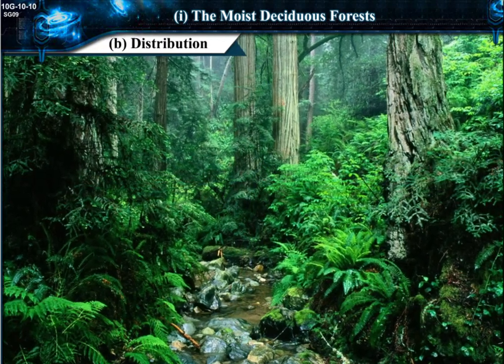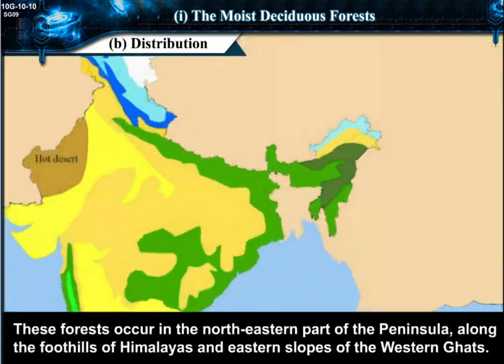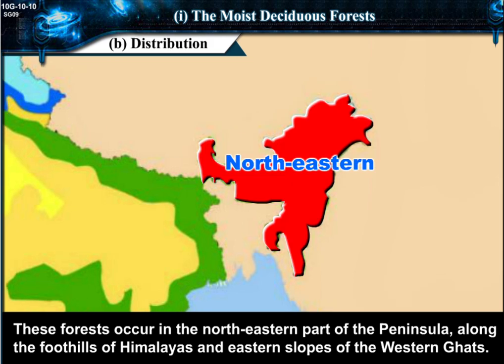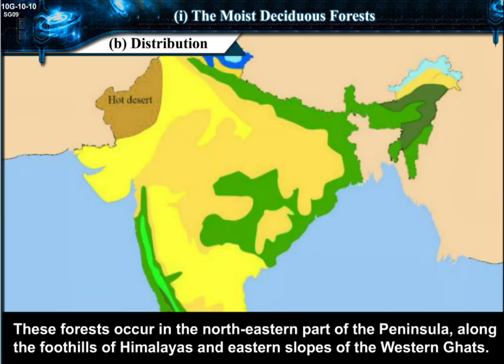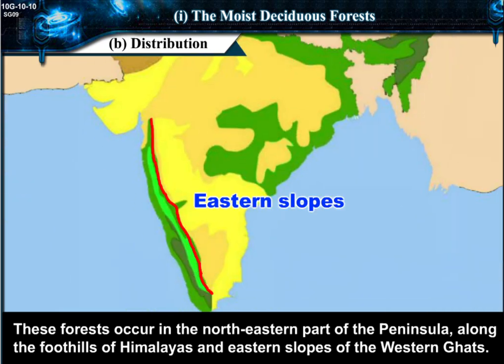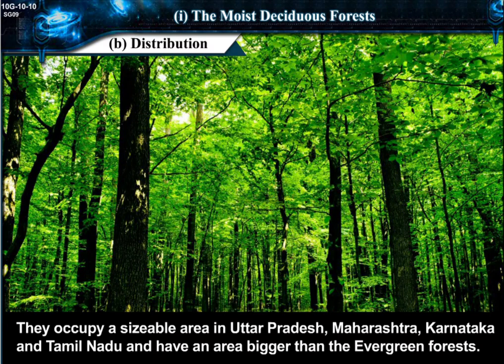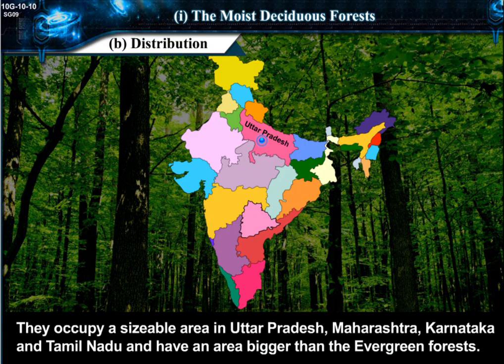B. Distribution. These forests occur in the northeastern part of the peninsula, along the foothills of the Himalayas and eastern slopes of the Western Ghats. They occupy a sizable area in Uttar Pradesh, Maharashtra, Karnataka and Tamil Nadu and have an area bigger than the evergreen forests.